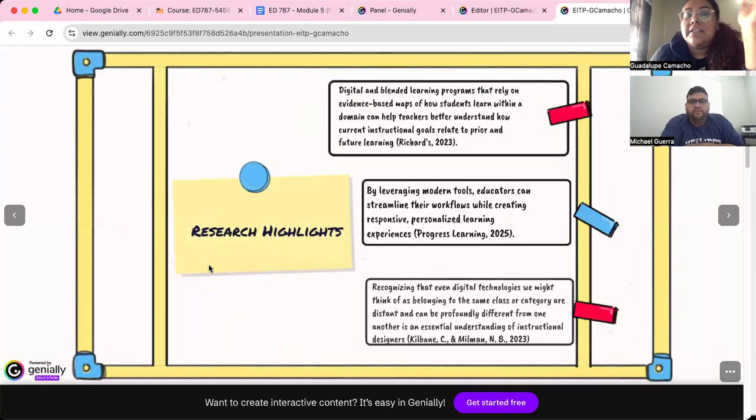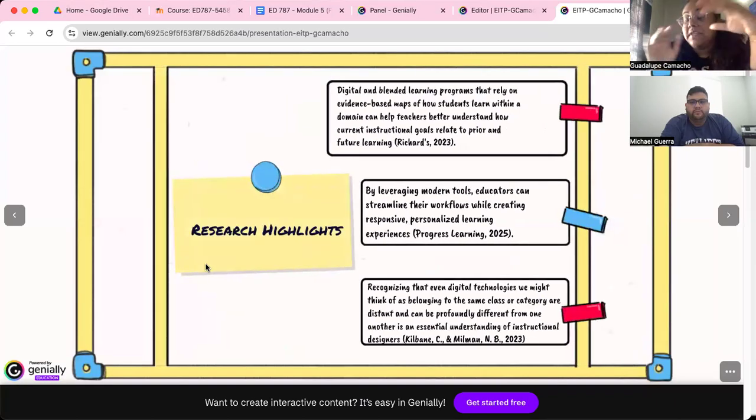And next up, I just have some research highlights on each one of these documents. I did read through all of it, and I pinpointed what was good about this. For the first one, it mentions digital and blended learning programs that rely on evidence maps. So going back to that data does help when it comes to technology.